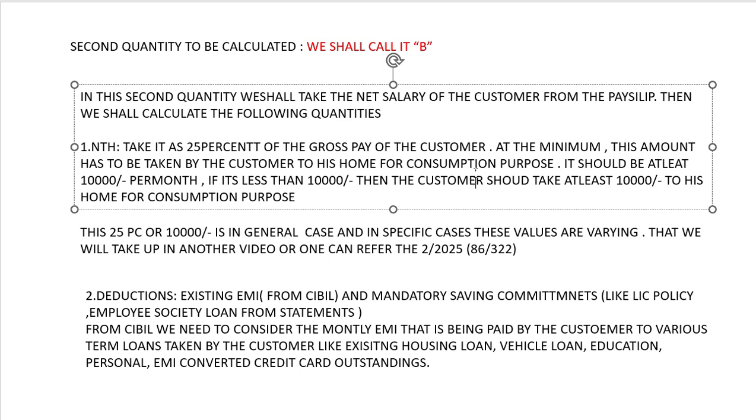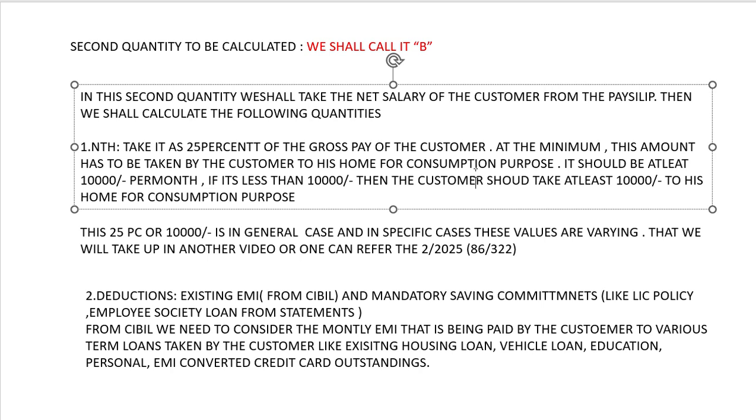So that we will call as net pay. After getting the net pay, usually from the side of the bank, we will have to ensure that at least some part of the gross pay will be taken by the customer to his home in order to satisfy his daily domestic needs. So at least 25% of his gross pay. And if this 25% of his gross pay is less than 10,000, say for example his gross pay is 36,000, then 25% of the gross pay is simply 9,000.